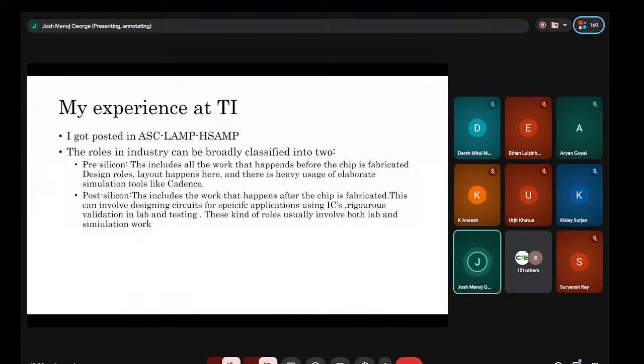And then there's post silicon, which is whatever happens after the chip is fabricated. So you'd be making PCBs or specific kinds of circuits for some applications, and then you'd have to rigorously validate and test them. My role is in the post silicon side. I have to make a specific kind of circuit, and I have to test and validate it. But yeah, there are both of these kinds of roles, and it's kind of random which kind of role you'd be assigned.